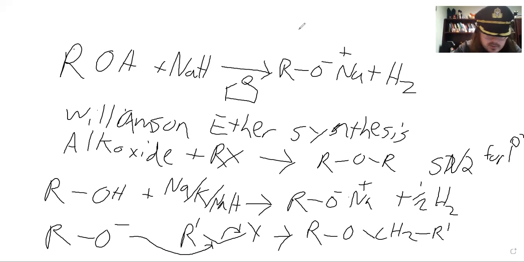So please note, the alkoxide does not have to be primary, but the halogen has to be primary because it's a backside attack on the halogen. So secondary doesn't work nearly as well. Tertiary doesn't work at all because you're trying to do this without forming the carbocation. So it's a really easy way to click two different compounds together.